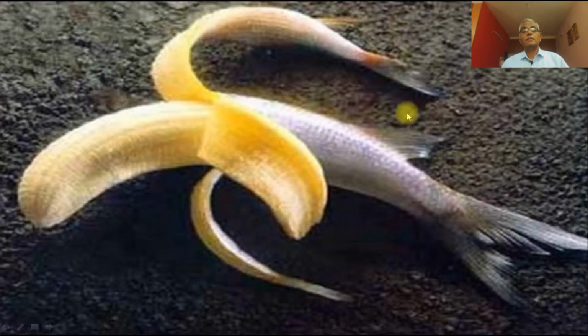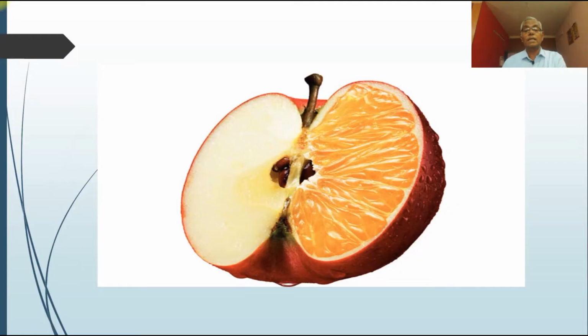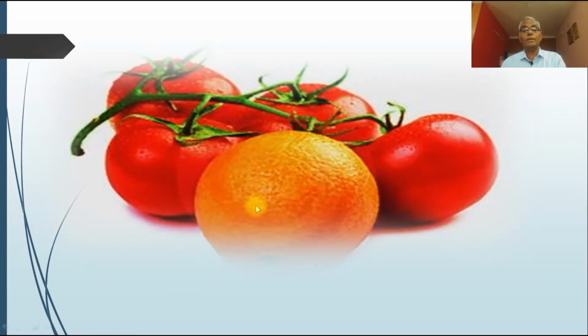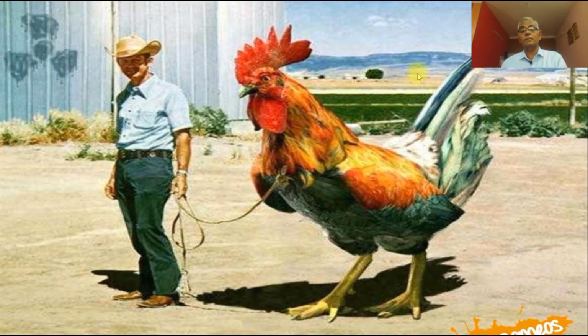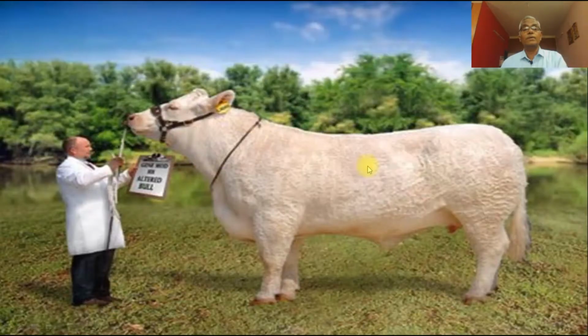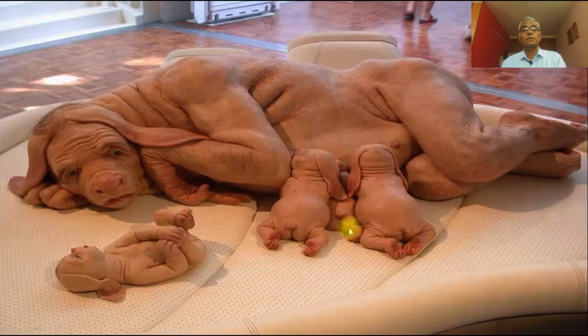Likewise, maybe in another 5 or 7 years we may have bananas with the taste of fish, or fish with banana taste. That is possible because we can work at the DNA level. The same is the case with the orange and the apple, then the tomato and the sweet lime, the kiwi fruit, fish and apple, and the chicken, or a cow which can produce a large amount of milk, or maybe it is possible that a dog can have the appearance of a human being.